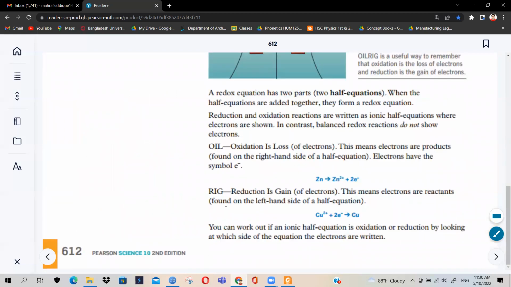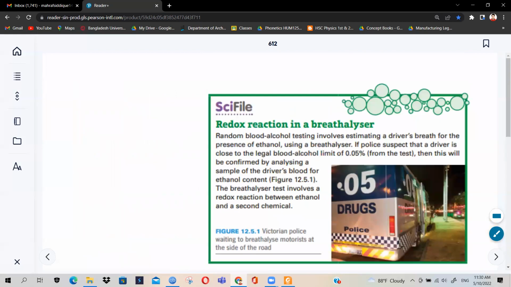Tell me, what is OIL RIG? Why did we remember the mnemonic OIL RIG? We just read it yesterday. What is the full form of this? No idea, I'm sorry. Okay, if you don't understand things, you have to ask questions then.